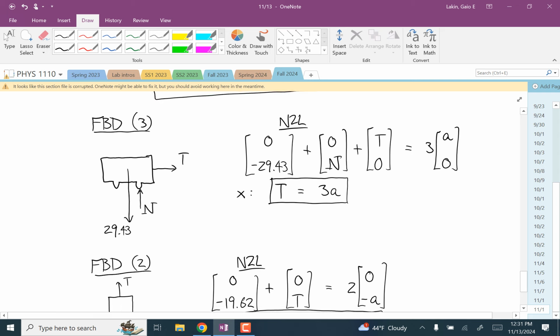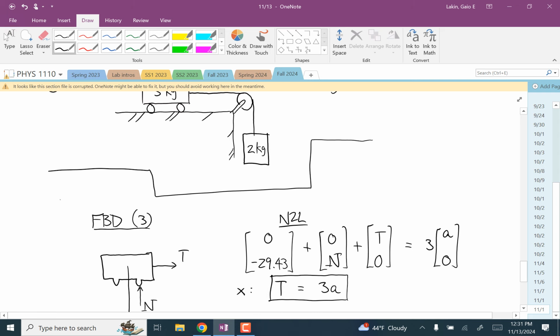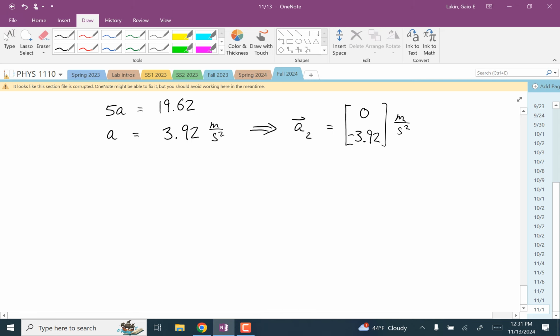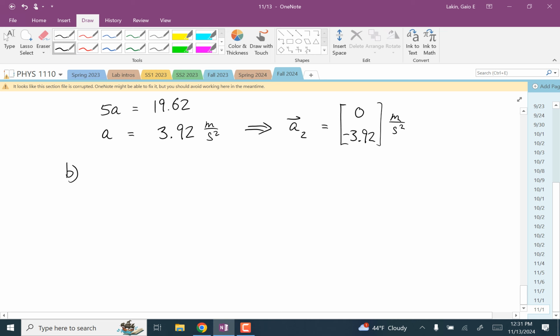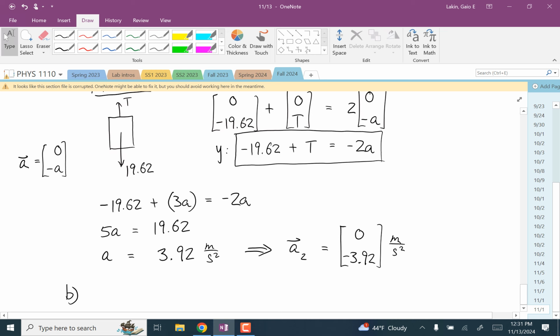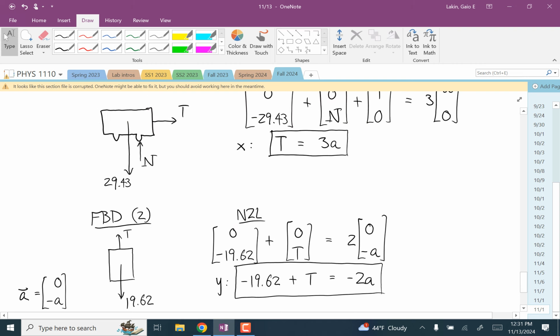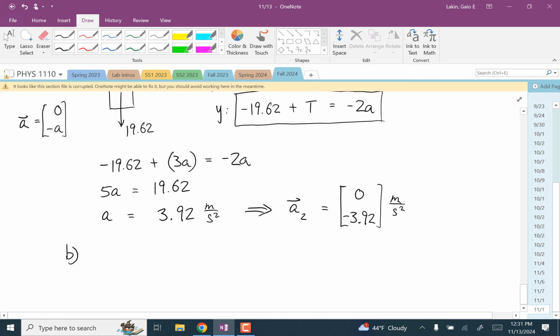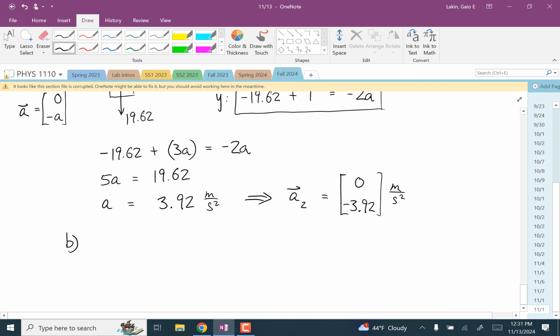And the last thing we're looking for is the tension. So for part B, you can use any one of these equations you want that'll let you calculate T now that we have a. The easiest one, I suppose, would be this one. So the tension is just going to be 3 times what we got for a. So T is equal to 3 times 3.92. So T is equal to about 11.77.